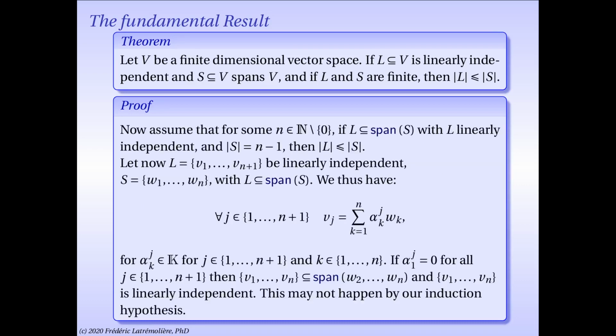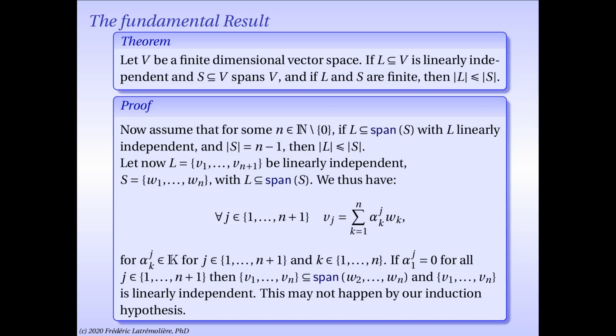Now assume that for some non-zero natural number n, if L is a linearly independent subset of the linear span of S, where S is some set of cardinality n minus 1, then the cardinality of L must be less or equal than the cardinality of S. Let now L be a set of n plus 1 vectors, v1 to vn plus 1, and let's assume L is again linearly independent. And let's assume also that L is a subset of the linear span of some S, where S has n elements, and I write S as W1, etc., Wn.